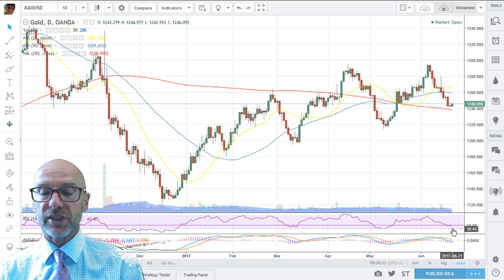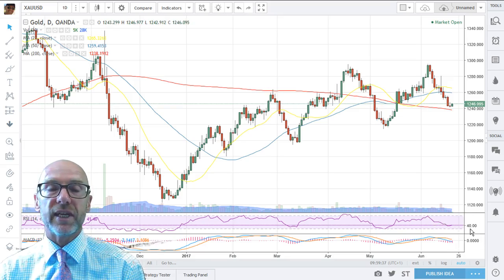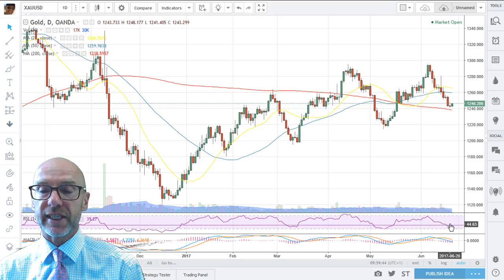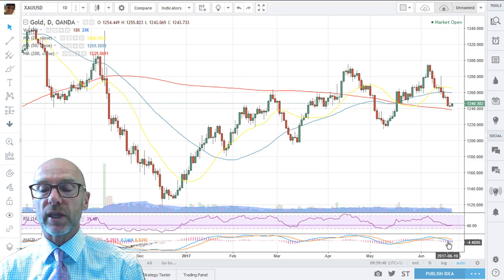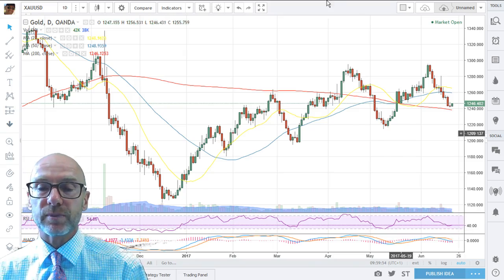The RSI is in a downtrend, and also it's now gone below 50, presently trading at 41.4. So it is a negative influence and indicative that the downside momentum is in place. Likewise, the MACD, short term below long term, indicating that there is downside momentum.